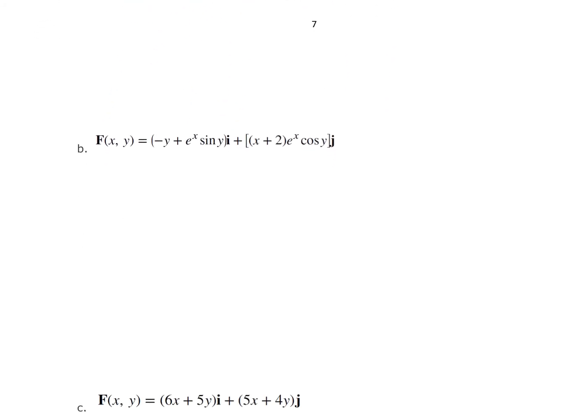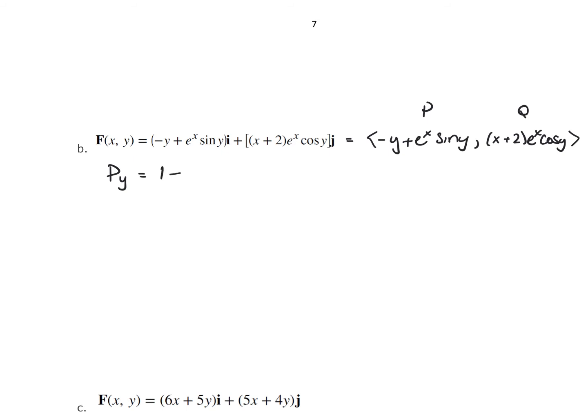Looking at this next example, once again, I'm just going to rewrite it so it's easier for me. So negative y plus e to the x sine y, comma, x plus 2e to the x cosine y. So again, I'm going to check to see if my p with respect to y is equal to the q with respect to x. So I'm going to do my partial with respect to y. This is p, this is q. This is how I do my housekeeping.